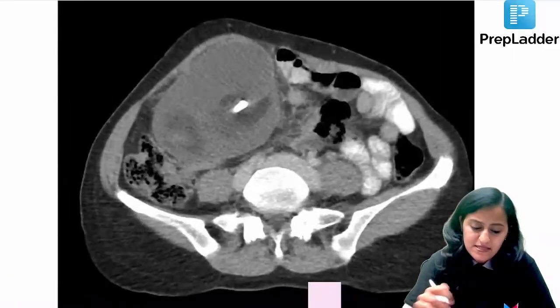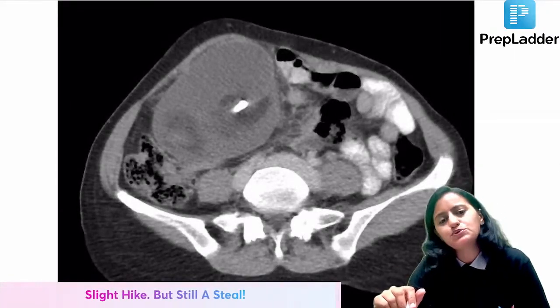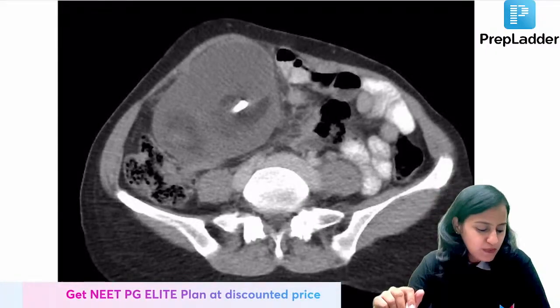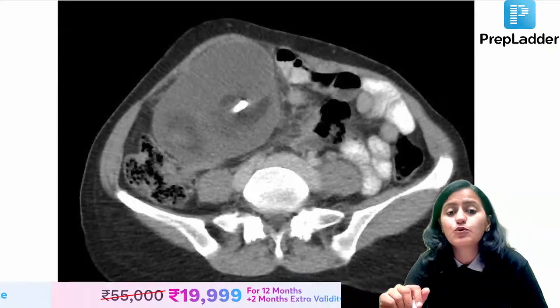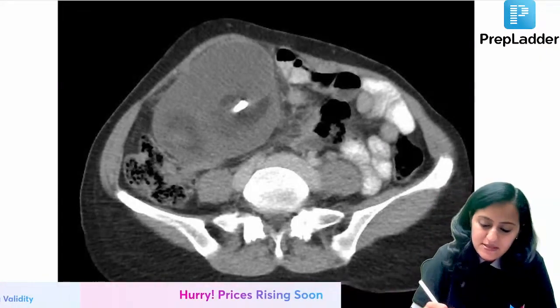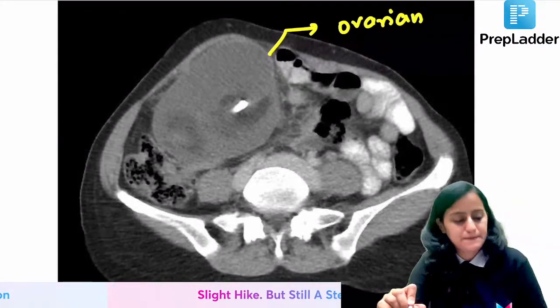Right. Now, this is your next image. Tell me, what do you think is the diagnosis here? I'll give you a clue that this is an ovarian mass. So what ovarian mass, ovarian tumor can you think of here? This is not the renal one. This is the ovarian one. Tell me, what do you think can be the diagnosis here? What ovarian mass is this?